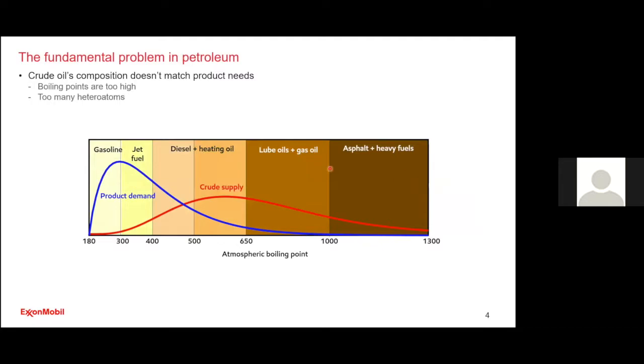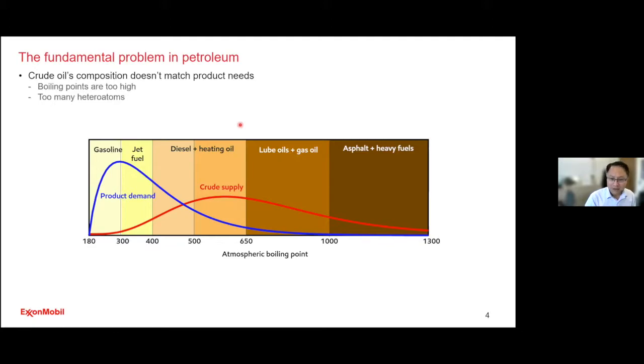One of the biggest fundamental problems in petroleum is that it's not as simple as digging out the oil and that's what you need. So this is crude supply, and this is what we need: gasoline, jet fuel, diesel, heating. A lot of the time, what comes out of the ground is not what we need. So that's why we need to refine them. A lot of the time their boiling point is too high or they have too many heteroatoms. So that's why we need to make cleaner fuels.